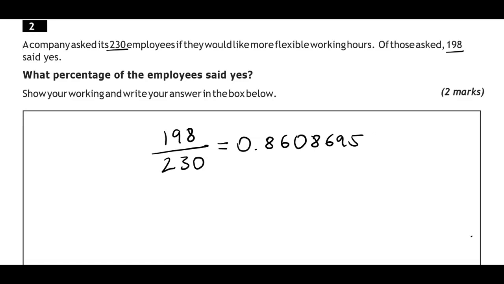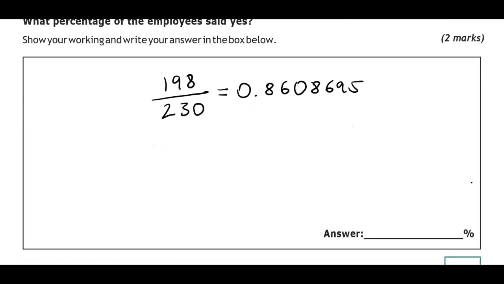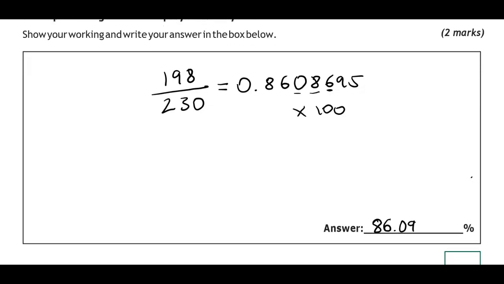As we need to write this as a percentage, we are going to write 86.09. So you could just multiply this by 100 if you want. So it gives us 86 point 08, but the next digit on the right is a 6, so we're going to round it up to 9. So 86.09%.